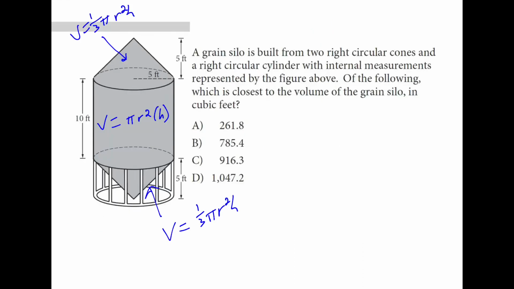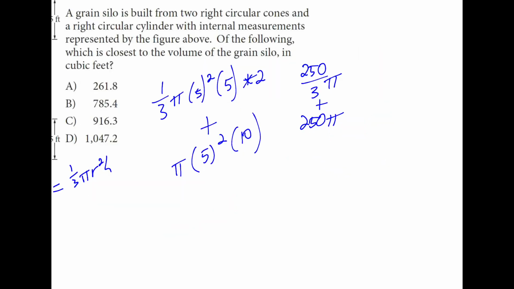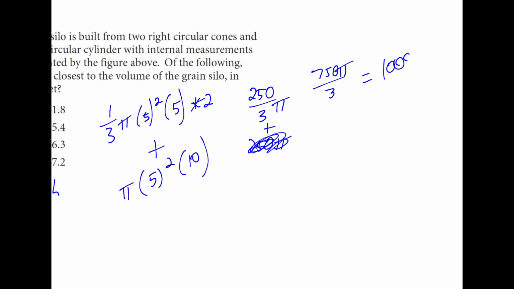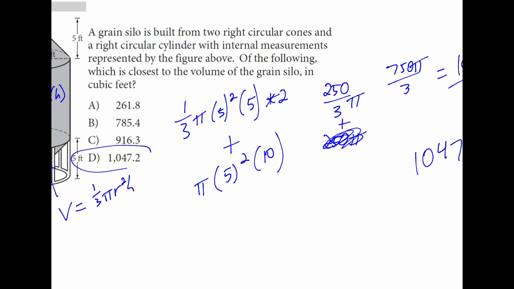So to find the volume of this entire grain silo, we'll break it up into pieces. The top one, we'll use this formula, the middle here, and the bottom, the same formula as the top. So this top formula, I'm going to take times 2, since it shows up in both places. And I end up with 250 over 3 pi plus 250 pi. So I could convert this to 750 pi over 3. And I end up with 1,000 pi over 3. When you multiply that out, you get 1047.2 or so, which is D.